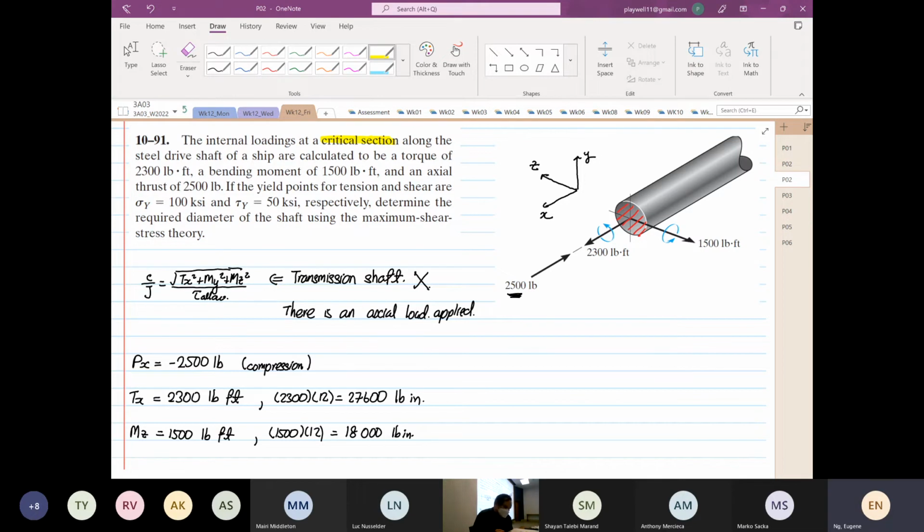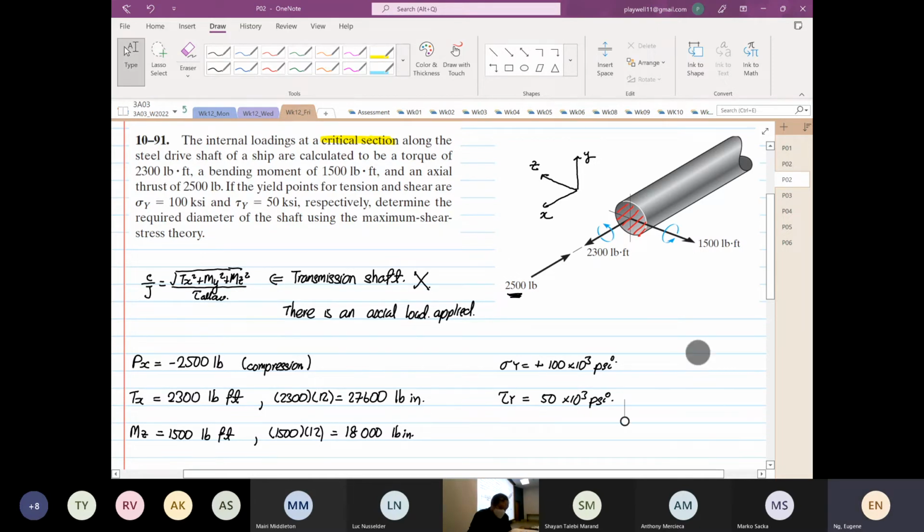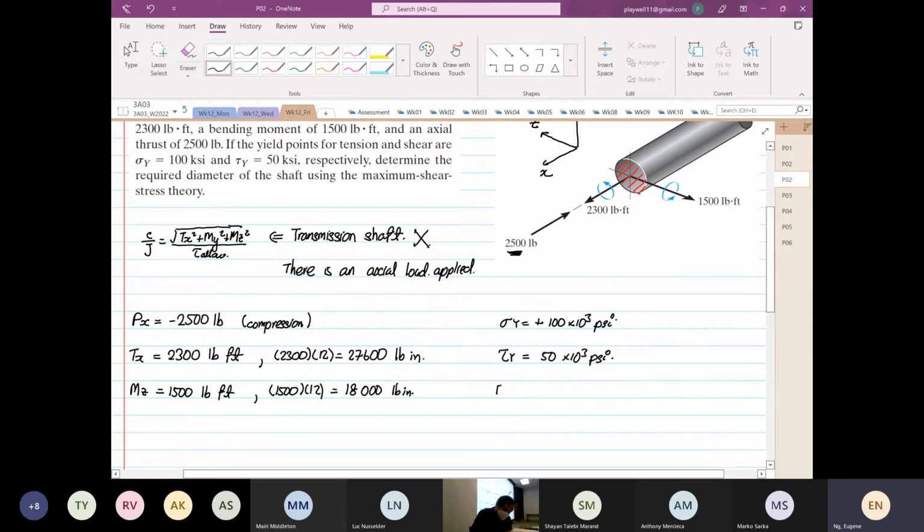If the yield stress, so we know that the normal stress in yield is equal to positive 100 times 10 to the power 3 psi, and the shear in yield is equal to 50 times 10 to the power 3 psi. We are required to determine the diameter.